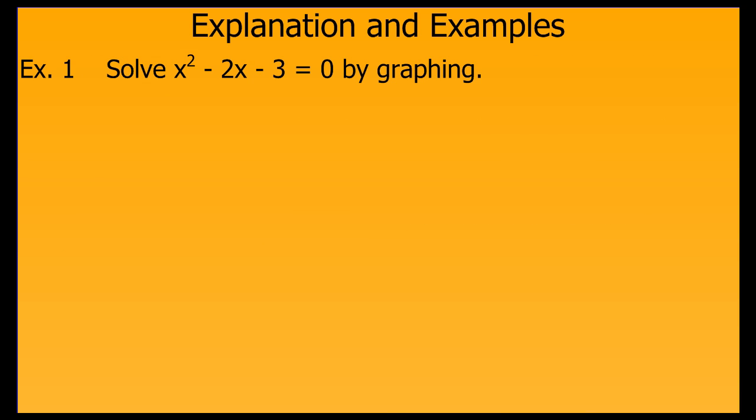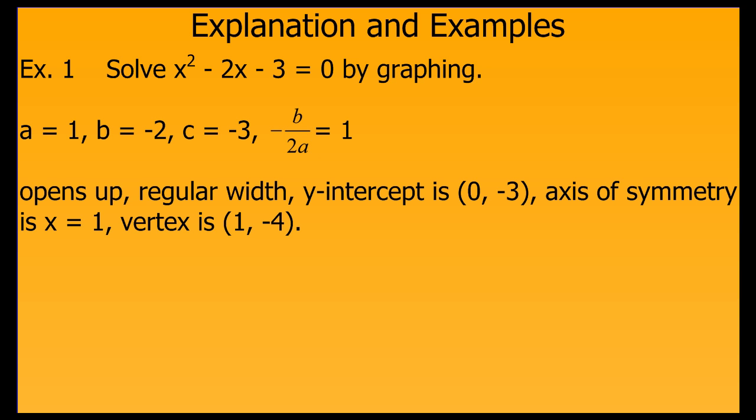Let's look at this example. Solve x squared minus 2x minus 3 equals 0. First, we identify that a equals 1, b equals negative 2, and c equals negative 3, so the opposite of b over 2a will be equal to 1. Which means before we start graphing, we already know that it's going to open up, have a regular width, have a y-intercept of 0, negative 3, an axis of symmetry of x equals 1, and the vertex will be 1, negative 4.